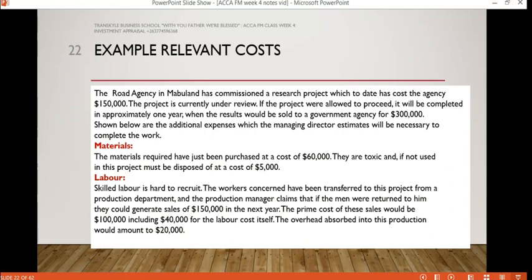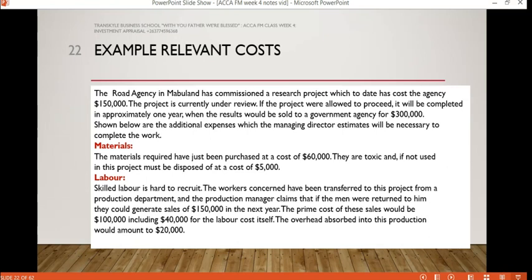The road agency in Marbleland has commissioned a research project which to date has cost the agency $150,000. The project is currently under review. If the project were allowed to proceed, it will be completed in approximately 1 year, when the result will be sold to another government agency for $300,000. Shown below are the additional expenses which the managing director estimates will be necessary to complete the work.